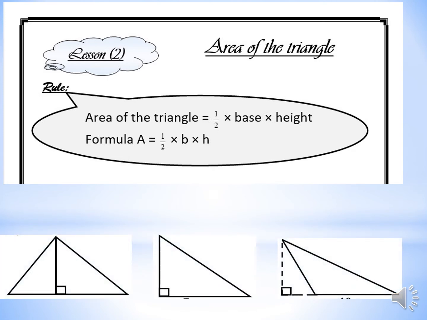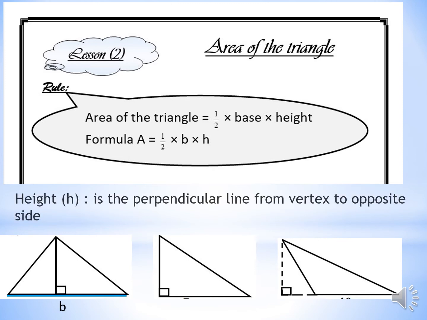Here I have different types of triangle: the acute angle triangle, the right angle triangle, and the obtuse angle triangle. This is the base, and the height is the perpendicular line from the vertex to the opposite side. So this is the height of the acute angle triangle. In the right angle triangle, this is the base, and this is the height. In the obtuse angle triangle, this is the base, and this is the height. In the obtuse angle triangle, the height is formed outside the triangle.